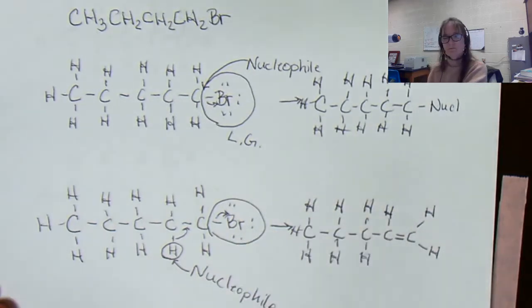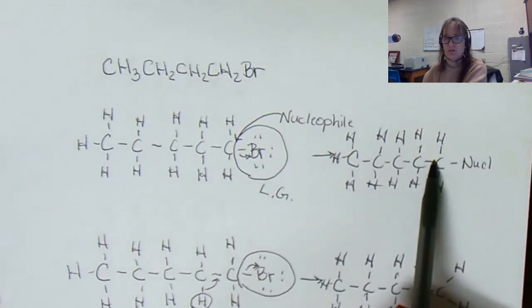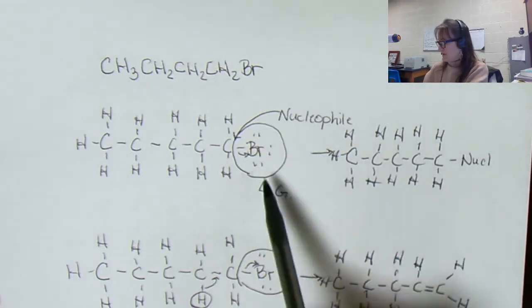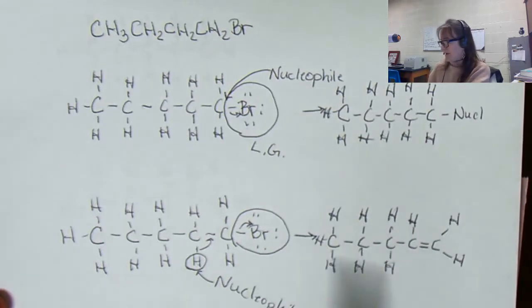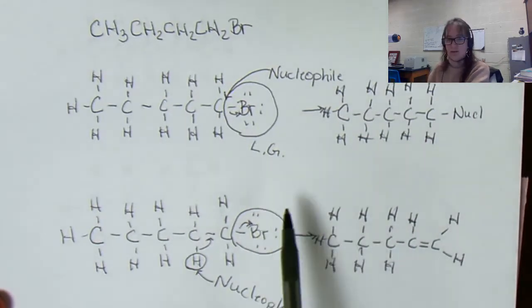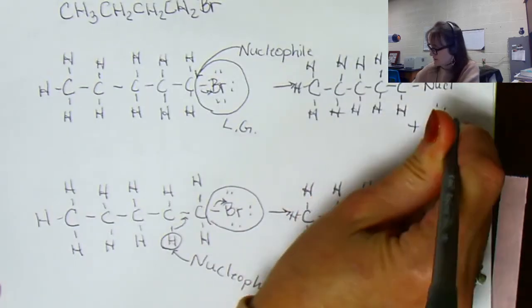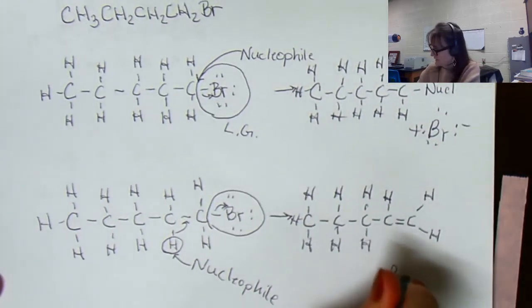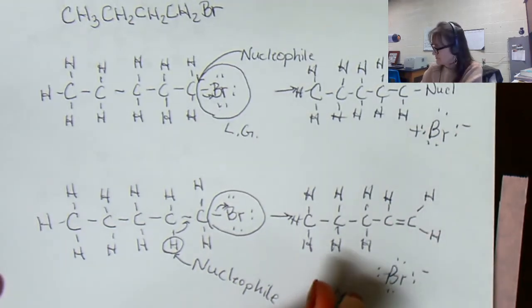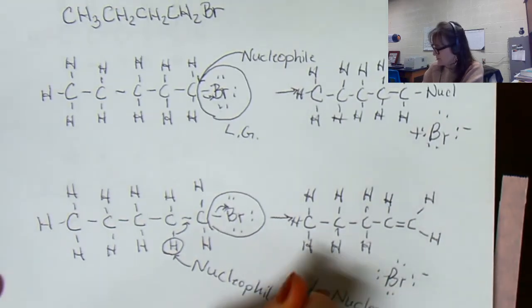Elimination, you make an alkene. Substitution, you just replace directly the leaving group with whatever the nucleophile is. But with elimination, the final product doesn't have the nucleophile or the bromine on it. And so up here you have the bromide ion present in solution. Here you have the bromide ion present. And you have the nucleophile, but it's bonded to the hydrogen.